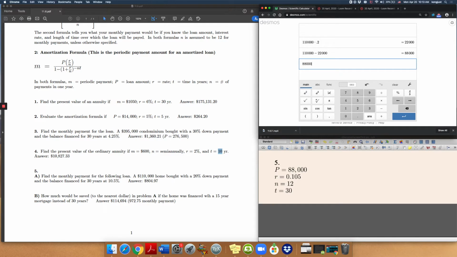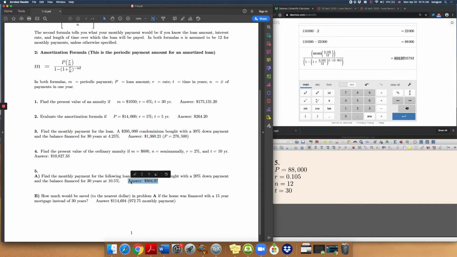So P is 88,000 times R over N, which is 0.105 divided by 12. That's the numerator. And then divide to get the denominator. Parentheses for the denominator: 1 minus parentheses 1 plus 0.105 divided by 12 for N, to the negative 12 times 30. Close. And I get 804.97 to the nearest cent. And that matches what I was supposed to get. So your monthly payment is $804.